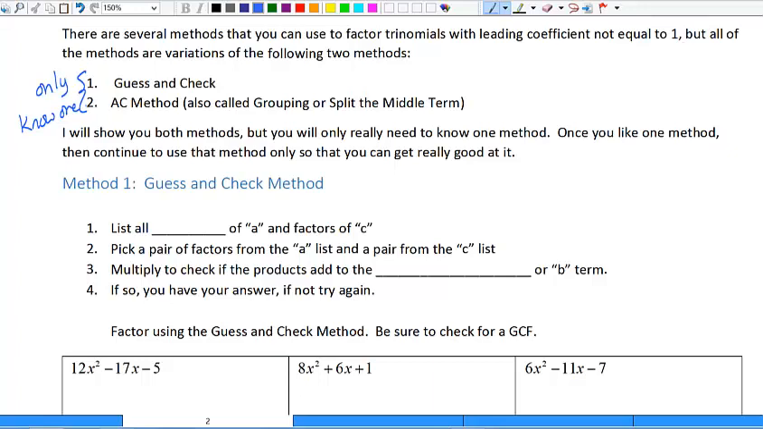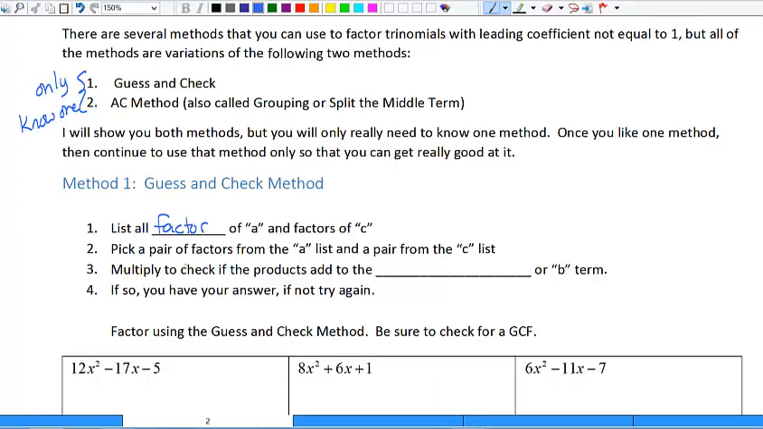So we're going to focus on guess and check first. What I want you to do is list all of the factors of A and all of the factors of C. The reason we do A and C is because those are the factors we can see. Remember when we just talked about why this is a little bit trickier? It's because I can see where the factors of A come from, and I can see where the factors of C come from. It's that B that gets a little bit stinky, okay?